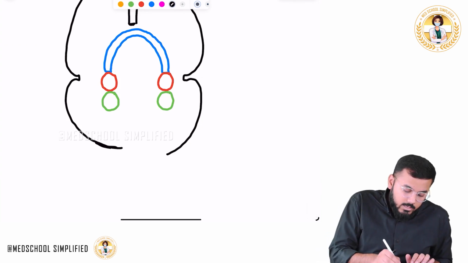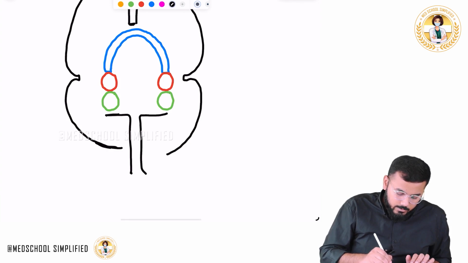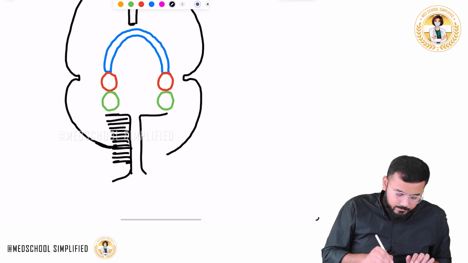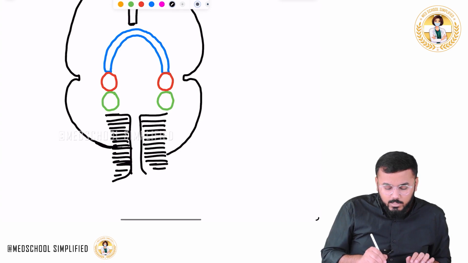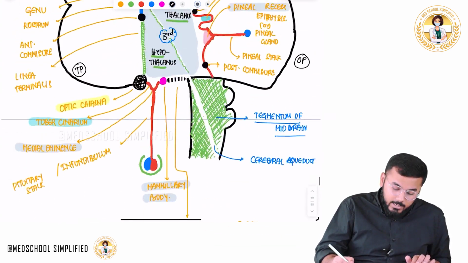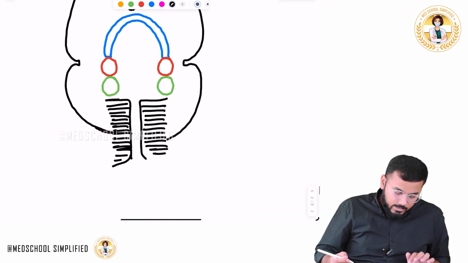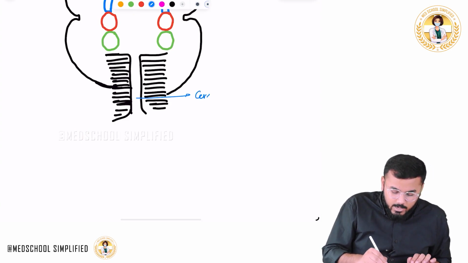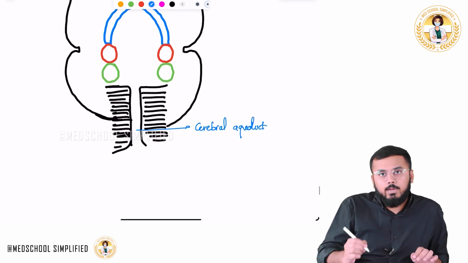Next, down over here, we have got your midbrain. So, let us say this structure over here is midbrain. Okay. So, this is your midbrain. Now, in the center of the midbrain, you see a duct over here. What is this duct called? Cerebral aqueduct. Okay. So, in the center, you can see this particular thing over here. This is called your cerebral aqueduct.